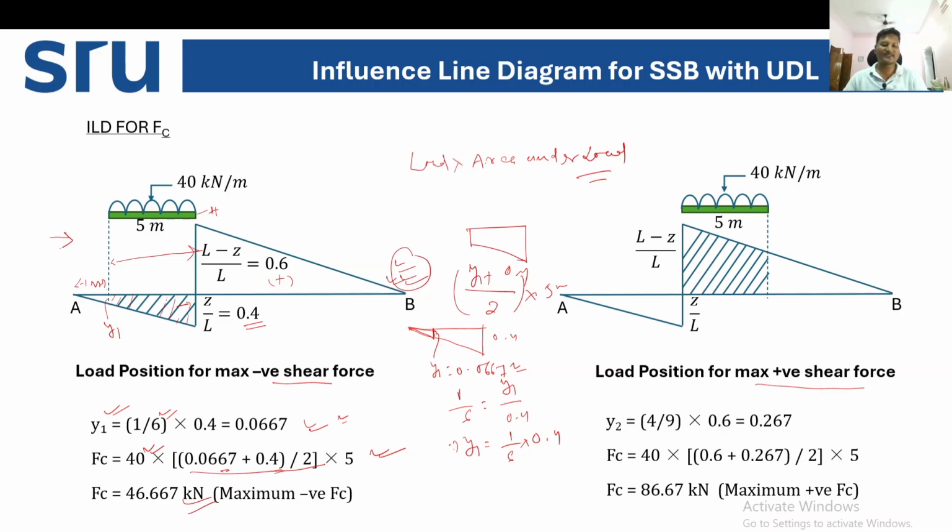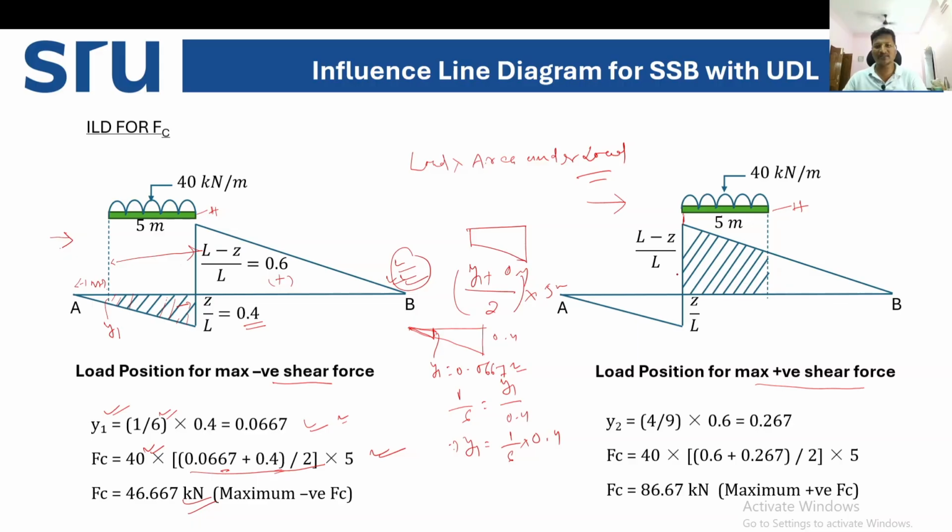Now come to the maximum positive shear force. In a similar way, the load is moving from left to right. Imagine at what position the maximum positive shear force will occur. Obviously, when the tail of the UDL is on the maximum positive ordinate. Then where will the head be? The head will be 5 meter ahead of the tail.